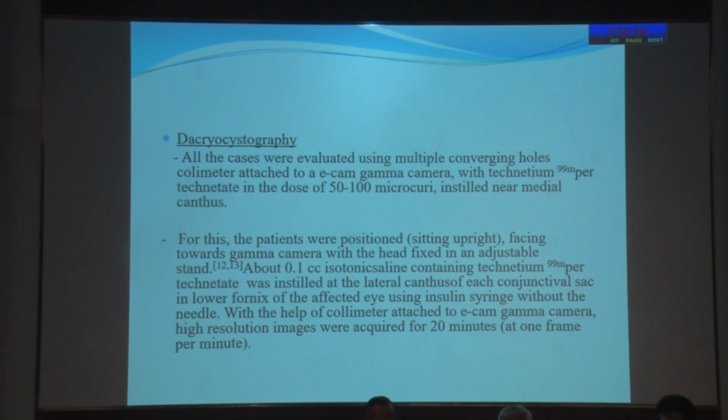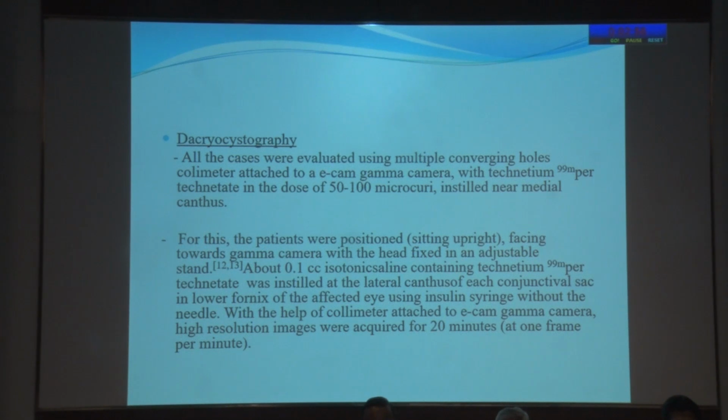So the procedure was, all the cases were evaluated using a multiple converging holes collimator attached to an ECAM gamma camera with technetium 99m pertechnetate in the dose of 50 to 100 microcurie instilled near the medial canthus into the conjunctival sac. For obtaining the images, the patients were positioned sitting upright facing towards the gamma camera with the head fixed in an adjustable stand. About 0.1 cc of isotonic saline containing technetium 99m pertechnetate was instilled at the lateral canthus of each conjunctival sac in the lower fornix of the affected eye using an insulin syringe without the needle.